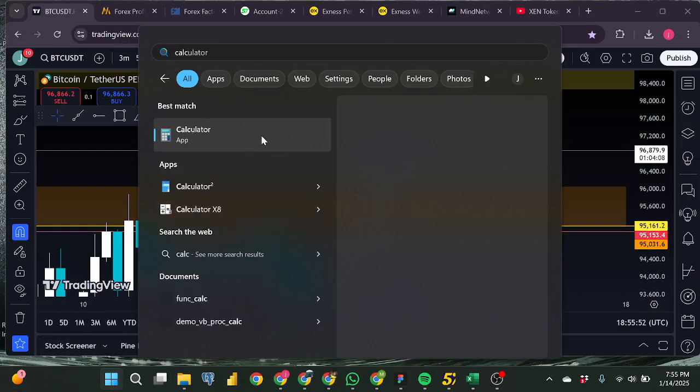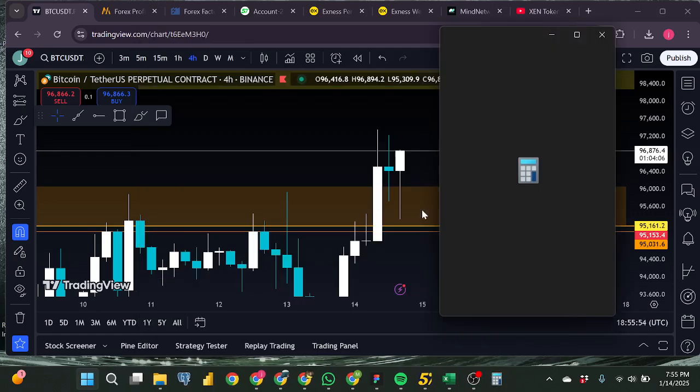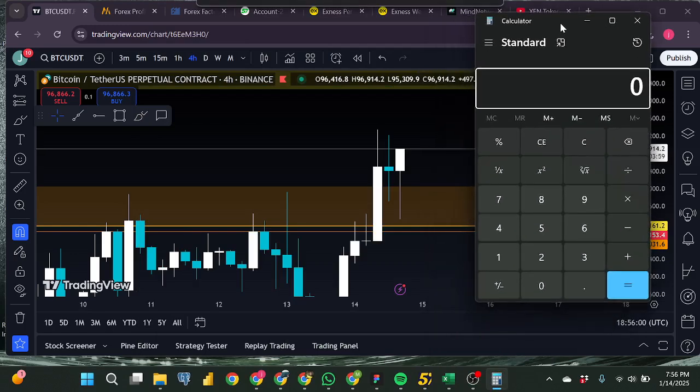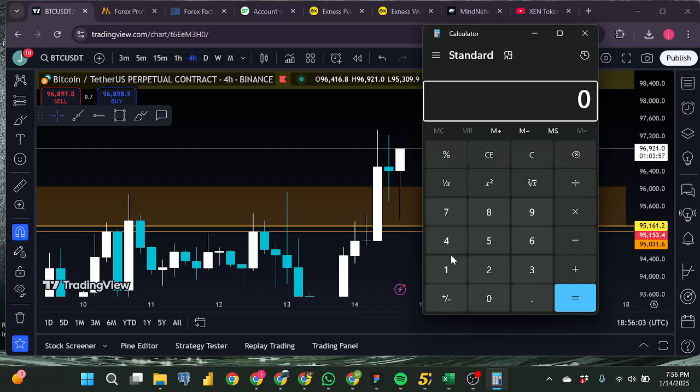Okay, good. So 1% or 1.5% or 2% of your account size. What it means is, what is 2%? 2% is 2 divided by 100. That's 2%.